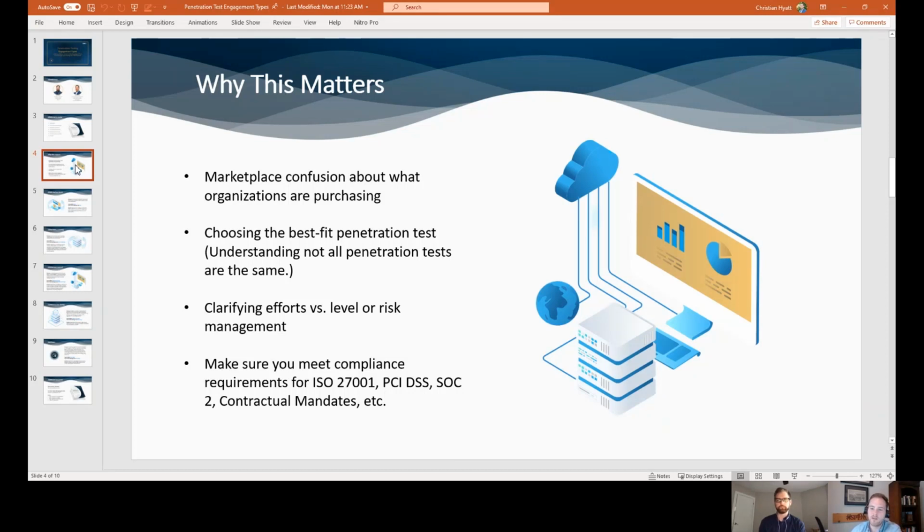So you might have a business application that you need to focus on, but got a network penetration test. That doesn't make sense. And that you're meeting your compliance requirements, and that if you have business partners or third parties that want to see what type of pen test or want to see that level of risk management, you're actually getting them what they need.